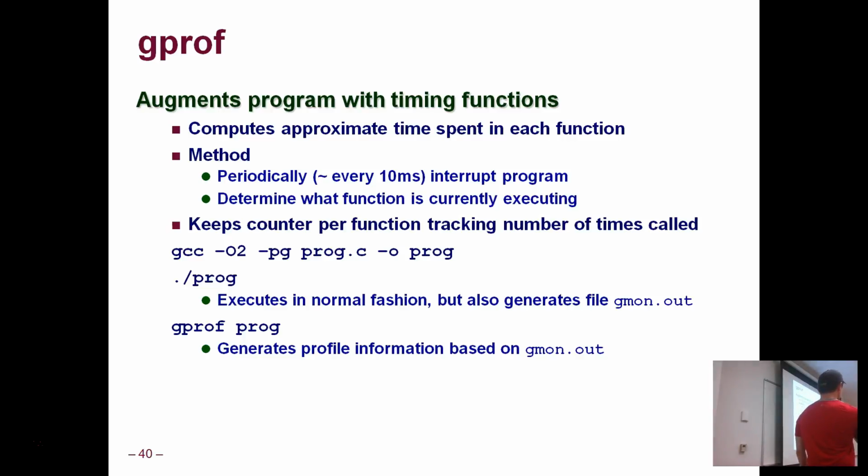What happens if you want to measure a subroutine that occurs in less than 10 milliseconds or something? Well, you will interrupt it at some point, and hopefully by the law of probabilities, eventually you'll interrupt it in that function. That's the idea.